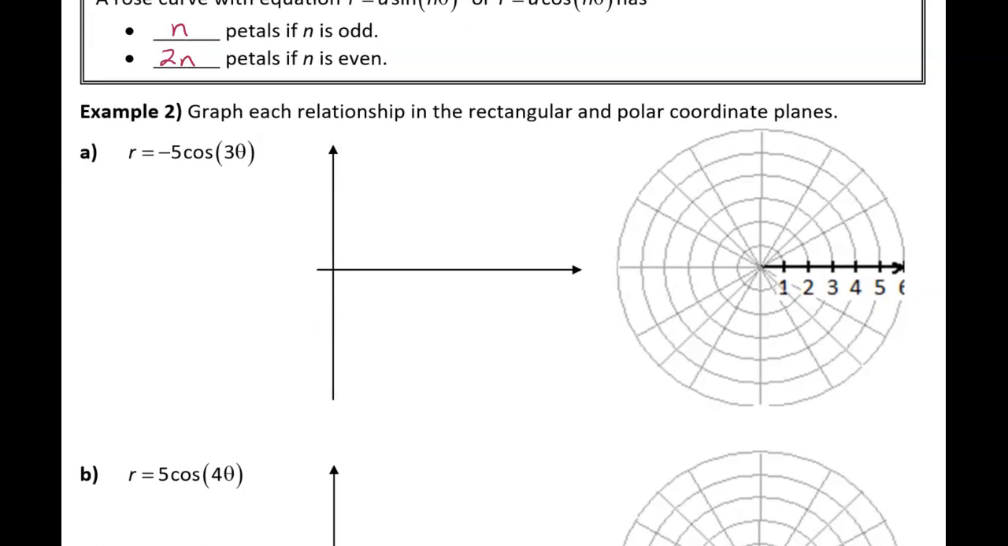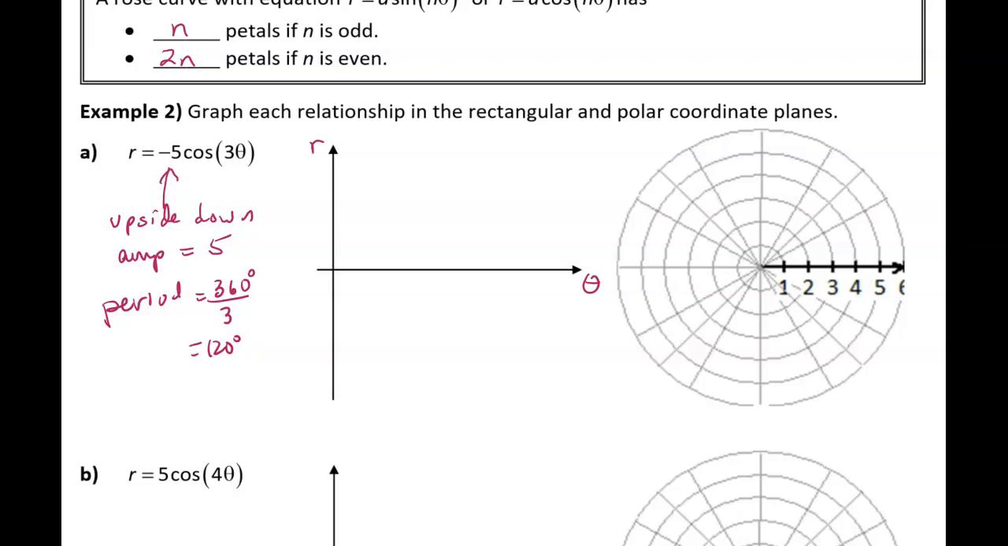All right, let's use our other technique by graphing r versus theta on the vertical and horizontal axes. And we have -5 times cosine of 3 theta. So that means that this is an upside down cosine graph with an amplitude equal to 5, and the period of this one is equal to 360 over 3, or 120 degrees.